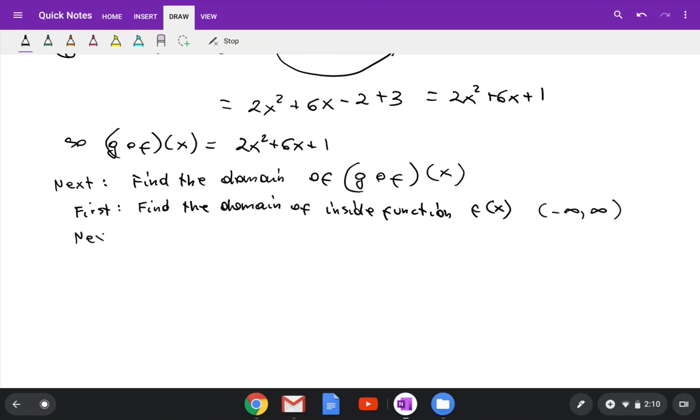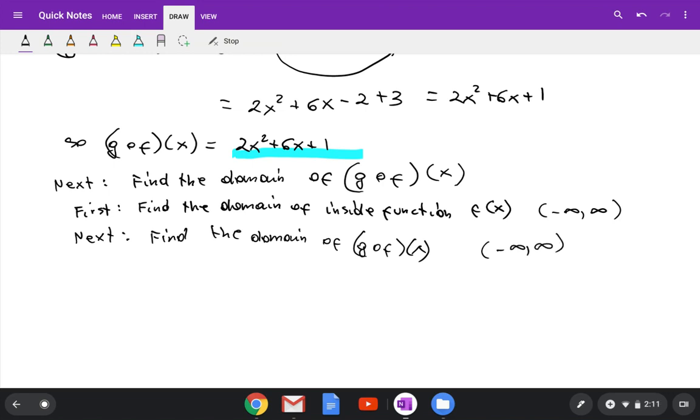Next, find the domain of the composite function. That's the one which we just created. Our composite function is also a quadratic equation. So the domain of quadratic equations is always all real. So it's also all real, which means from negative infinity to positive infinity.